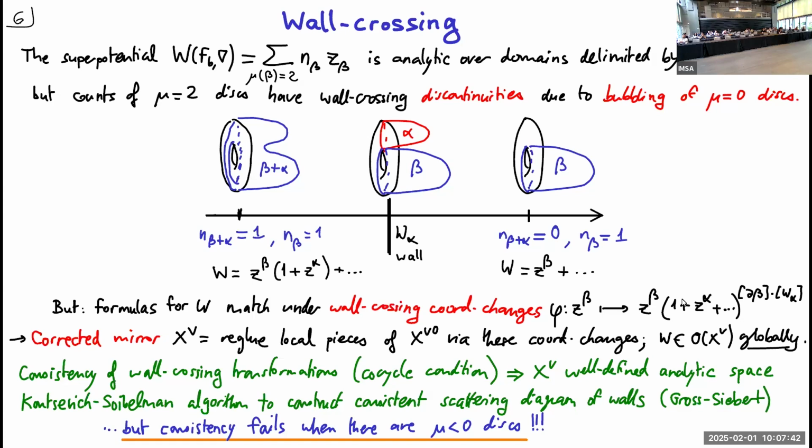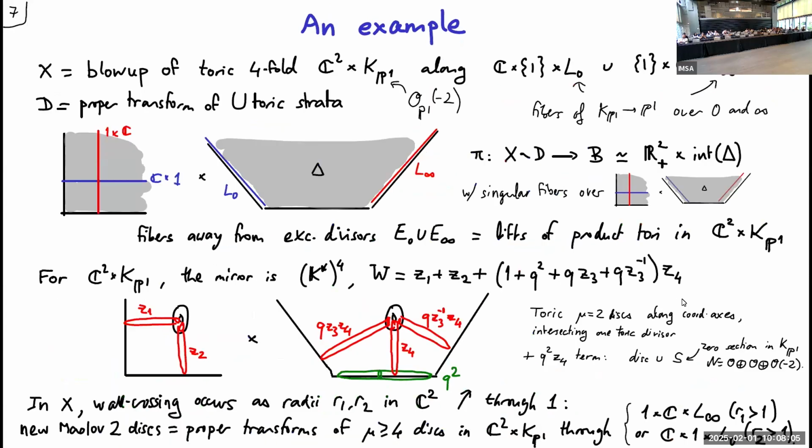And so the problem is if there are negative Maslov disks, then a Maslov 0 disk can also break into positive plus negative Maslov index. And that causes the consistency of scattering diagrams to fail. Okay. So that seemed at first scary but hypothetical. But unfortunately, it does happen in examples.